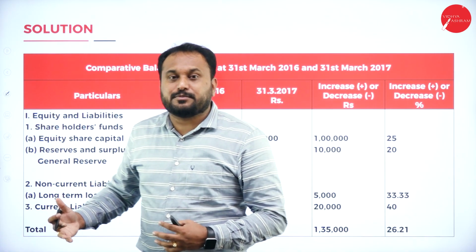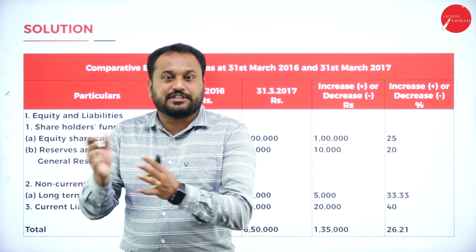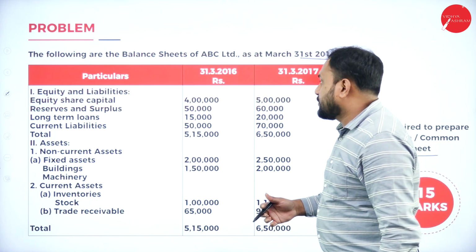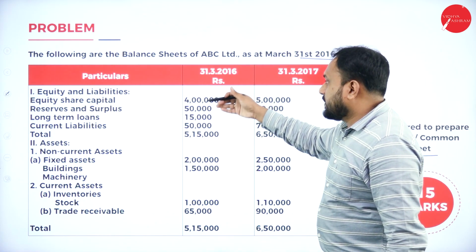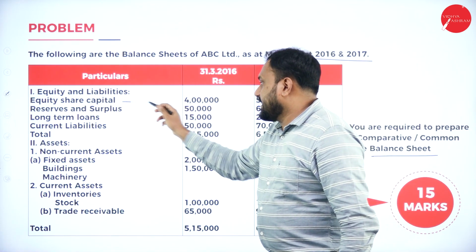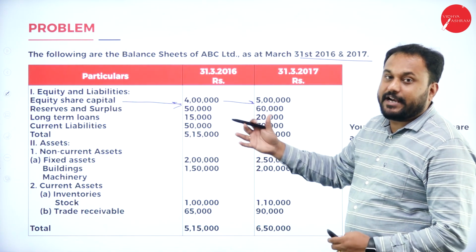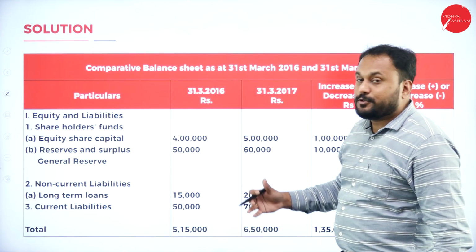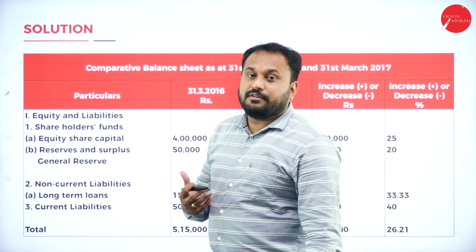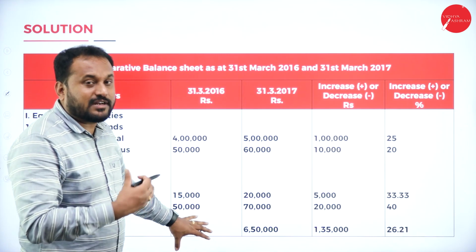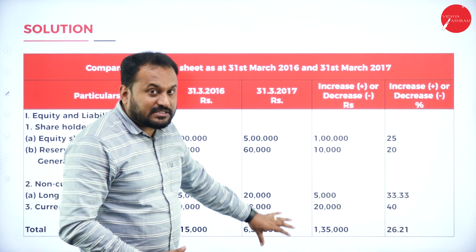So in the question you are supposed to check whether reserves and surplus is there or share capital is there. Then you are supposed to go with the same, copy paste. So for example, in this question 4 lakh in 2016 is equity share capital, here it is 5 lakh. So whenever you go with a comparative, you are supposed to solve with 4 columns. The first is 2016, what is there in the question? 17, what is there in the question?